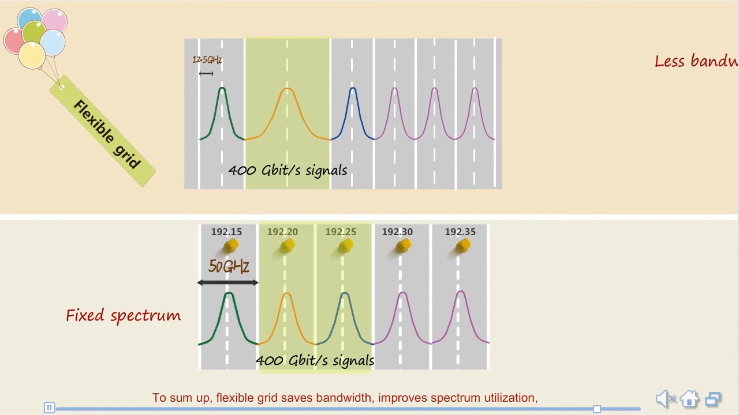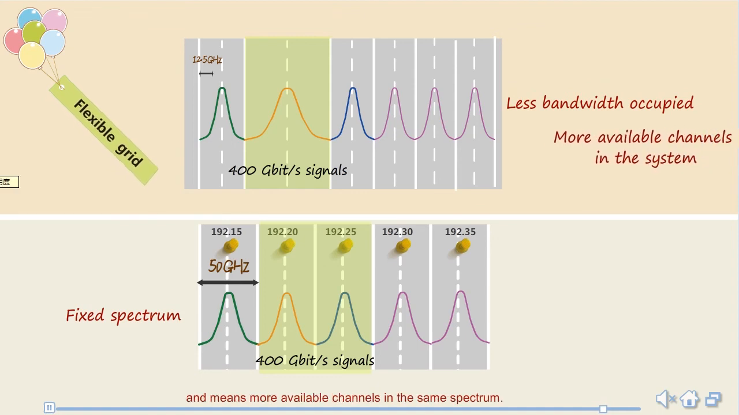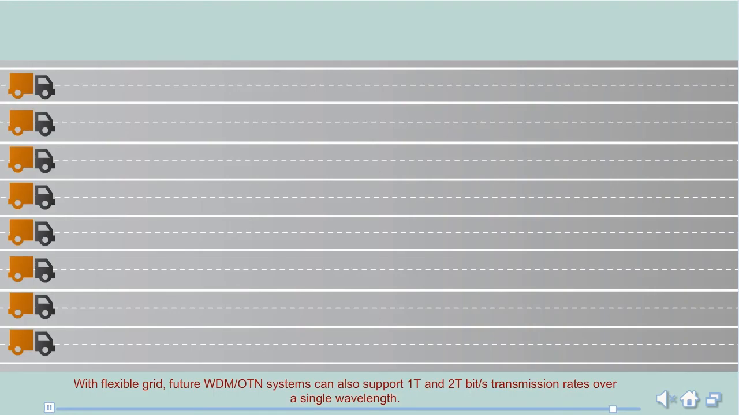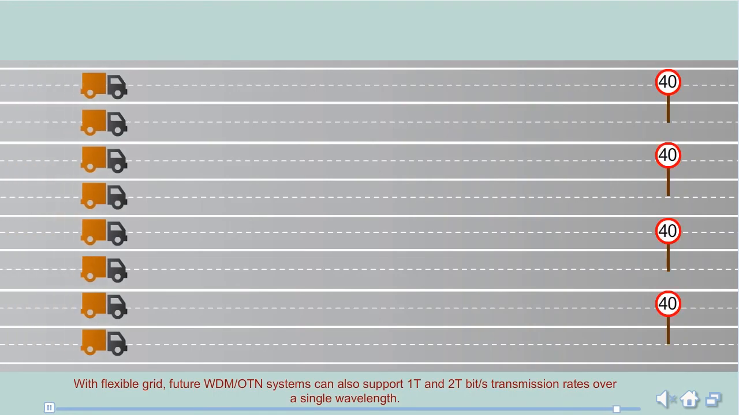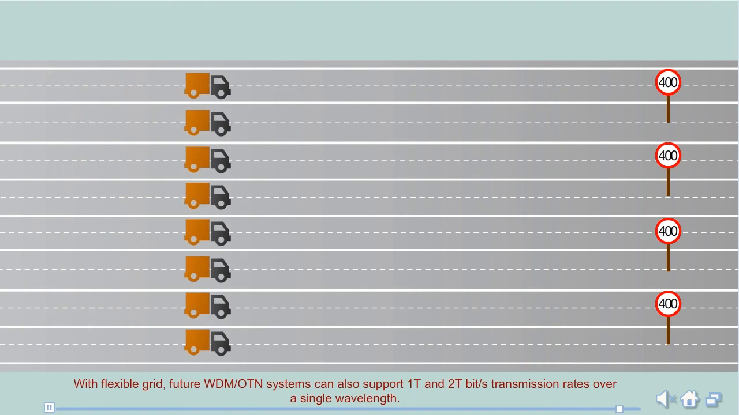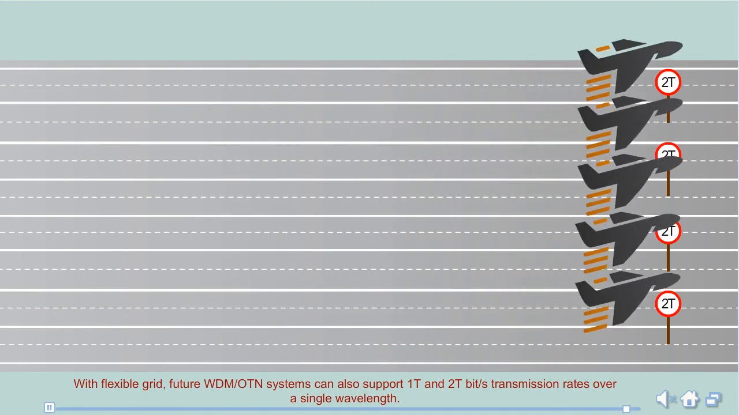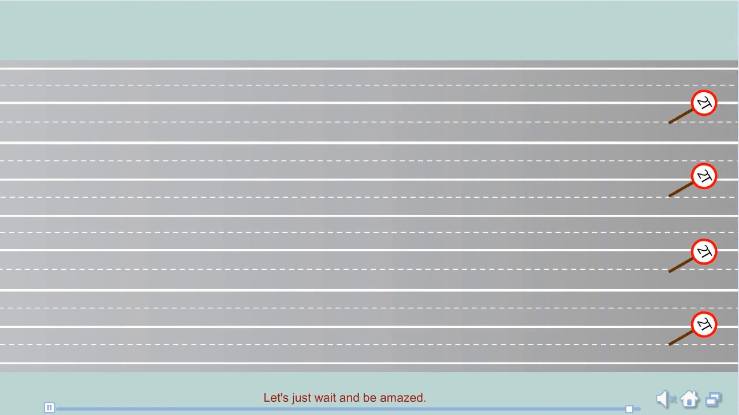To sum up, flexible grid saves bandwidth, improves spectrum utilization, and means more available channels in the same spectrum. With flexible grid, future WDM OTN systems can also support 1T and 2T bits per second transmission rates over a single wavelength. Let's just wait and be amazed.